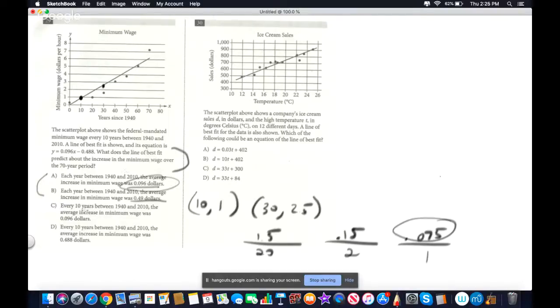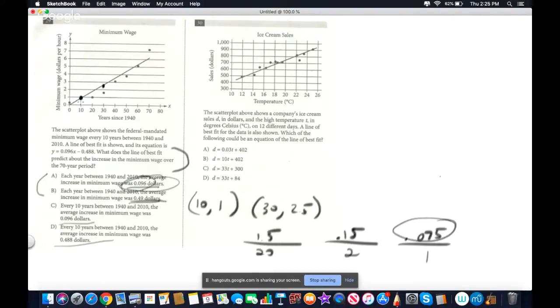Okay, well, neither of those actually looks that good, but maybe this one's closer. I could try some other points. And that's the each year amount. Well, it was pretty close to one of these. I guess it was closer to this than it was to this, for sure. But then C and D, every 10 years, the average increase in minimum wage was this. So think about the difference here.